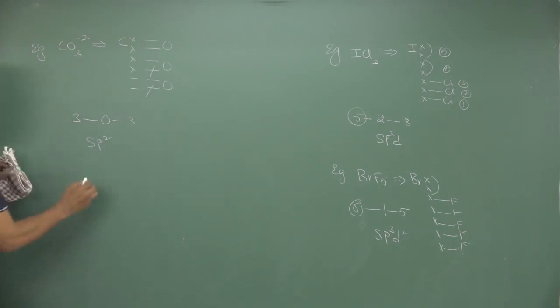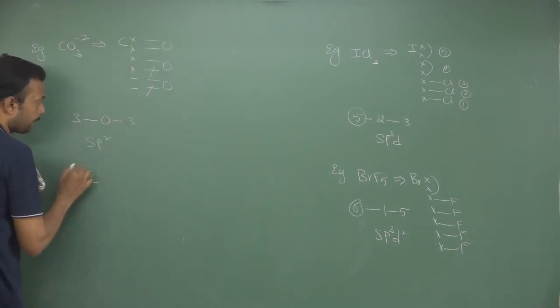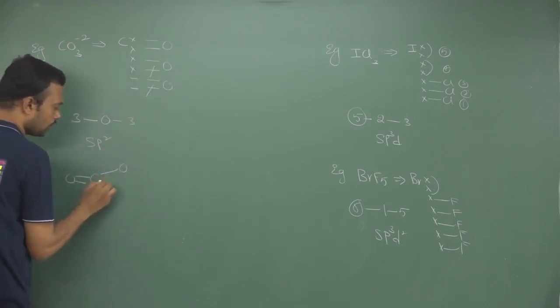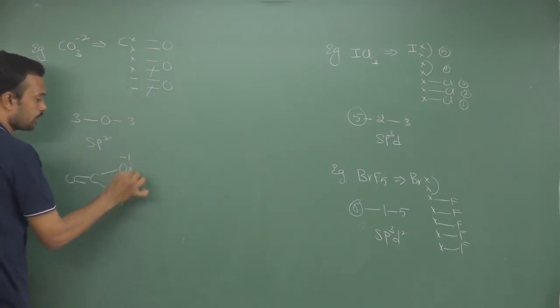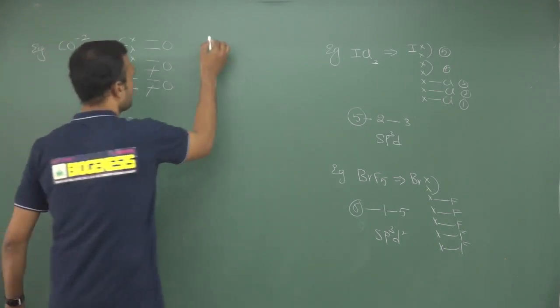Okay. So we can say directly carbon has 1 double bond, and here 1 single bond, and here also 1 single bond, and this oxygen carries minus 1, this one also carries minus 1. Like that we can work out a trigonal planar structure around the carbon atom.